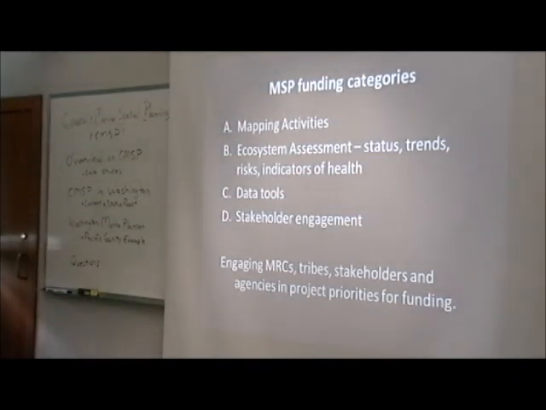The funding categories that we're looking at right now, these are the large categories: mapping activities, ecosystem assessment, data tools, and stakeholder engagement. Those line up with the law and the things that we have to complete in the law, but also the budget proviso that gave the money to DNR had direction there. So those make a lot of sense to us, and we're engaging the marine resource committees, tribes, stakeholders, and state agencies in identifying project priorities for funding.